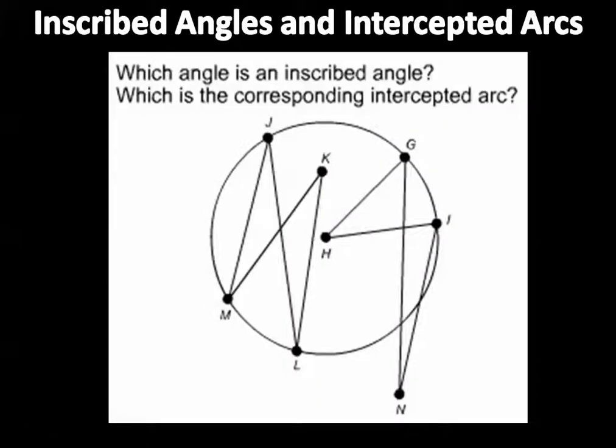So when we look at this picture, which angle is an inscribed angle and which is the corresponding intercepted arc? Well, if you look at the picture and you're looking for the inscribed angle, it's going to be MJL, because you're looking for an angle that has the endpoints on the circle and the vertex is on the circle. And so ML, or LM, however you want to say it, is going to be the intercepted arc.